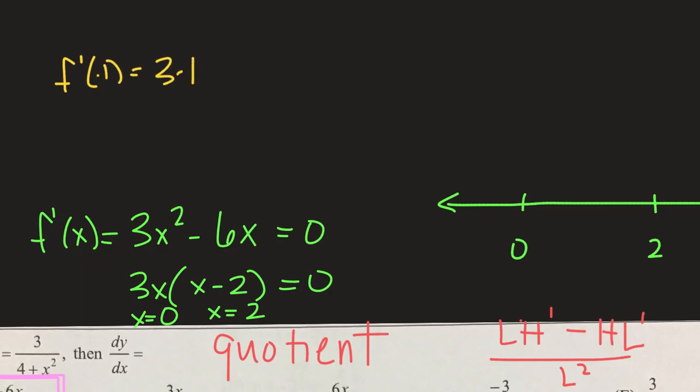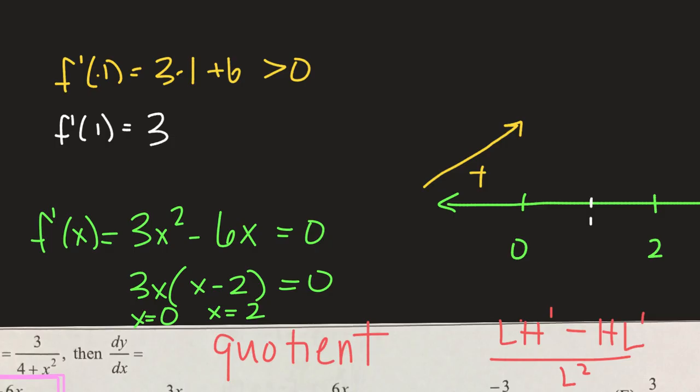So what is the derivative at negative 1? Well, that's 3 times 1 plus 6, which is positive. So to the left of 0, I have a positive derivative, which means my function is increasing, right? If your derivative is positive, your function is increasing on that interval. Okay, let's check 1, right? 1 is between 0 and 2. So what's the derivative at 1? That's positive 3 minus 6.